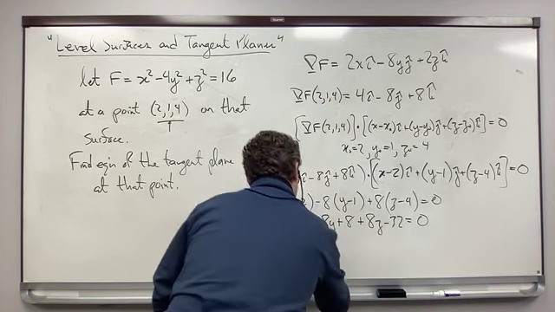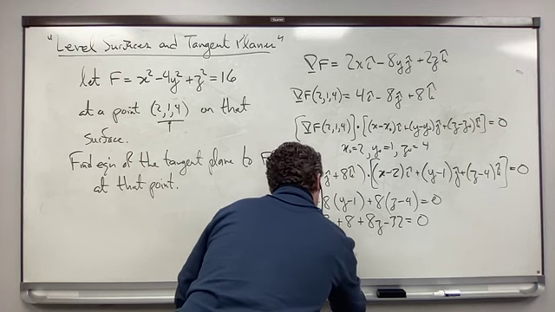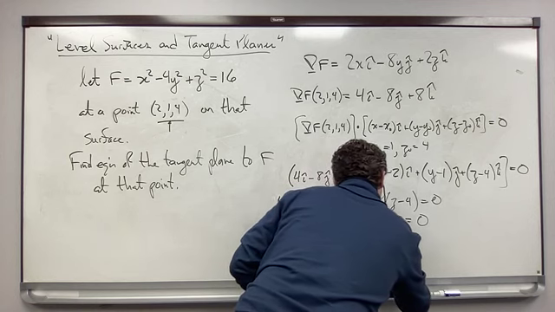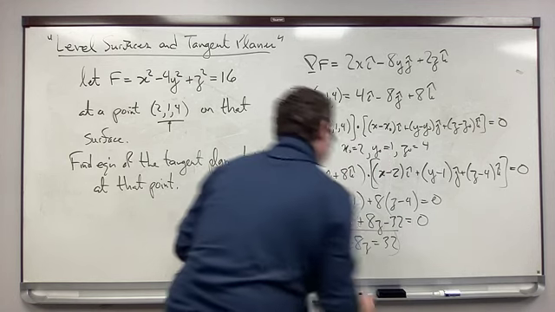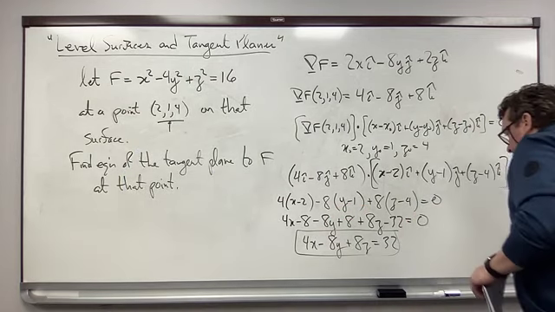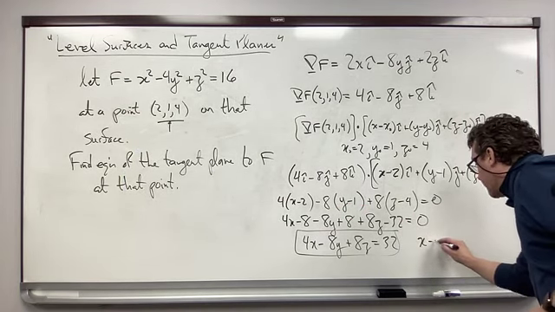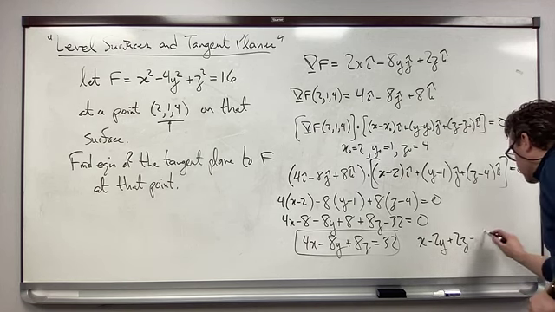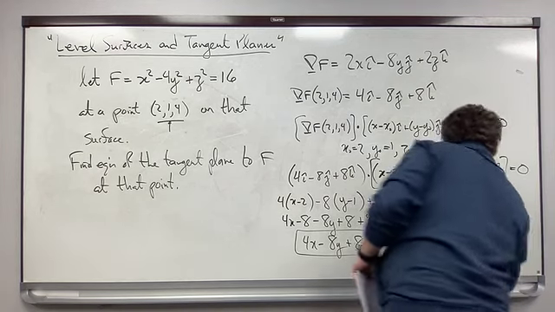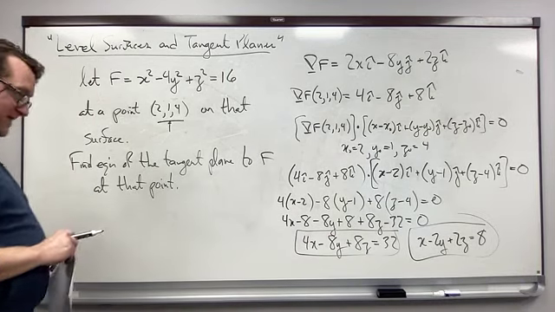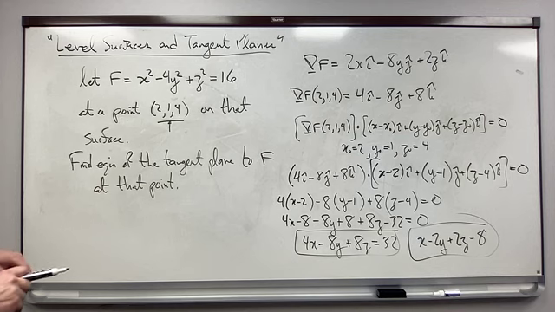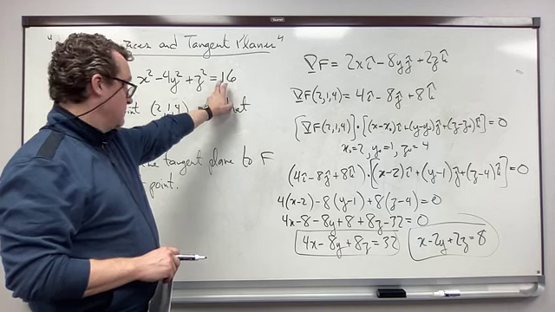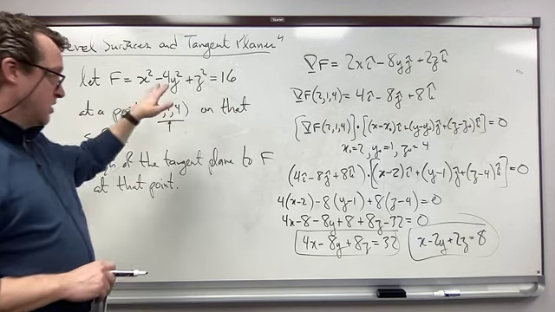So my equation would be 4x minus 8y plus 8z equals 32. Okay, obviously I could divide this. This really would just be x minus 2y plus 2z equals 8. Just divide everything by 4. Okay, that's the equation for the plane perpendicular to the level surface of this scalar function at a surface value of 16 at this particular point, which is on that level surface.